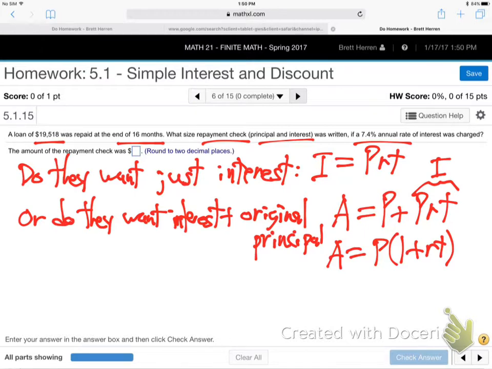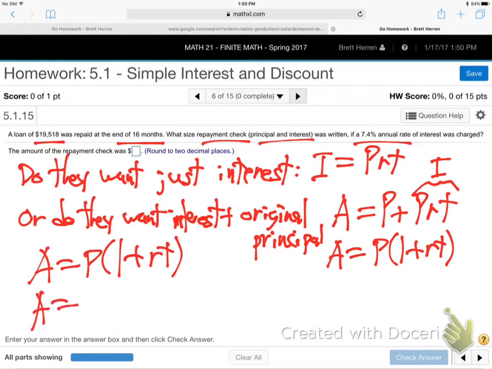That makes sense? So on all the questions, just like watching the pitcher, is it a fastball or a changeup? Are they asking me just for interest, or do they want interest and original principal back? Well, what do they say? What size repayment check, principal and interest? They want the whole thing. So I'm going to go, okay, they want me to use this formula. Right? So let's do it.